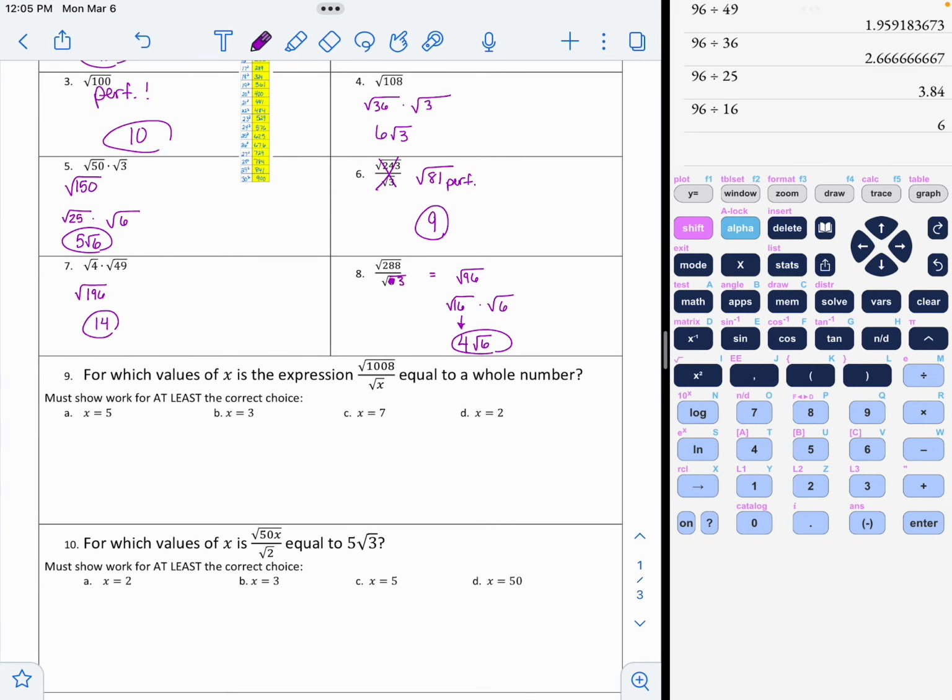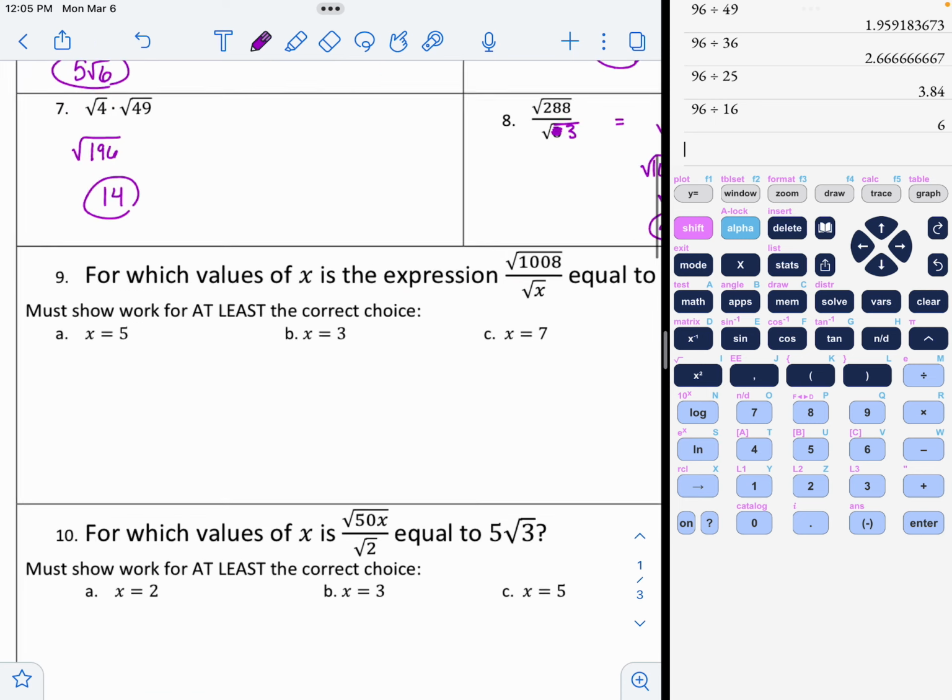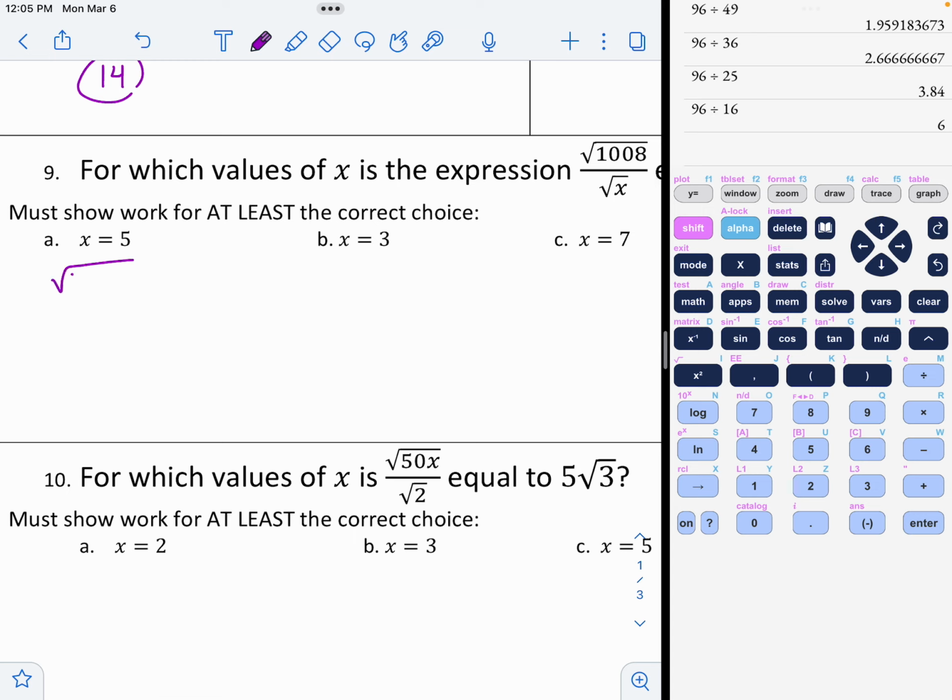What are the values of x such that the square root of 1008 divided by the square root of x is a whole number? So let's try dividing by 5. So if we do the square root of 1008 divided by the square root of 5, ew, I get a decimal. That's not going to work.